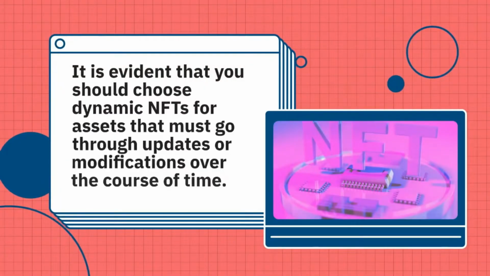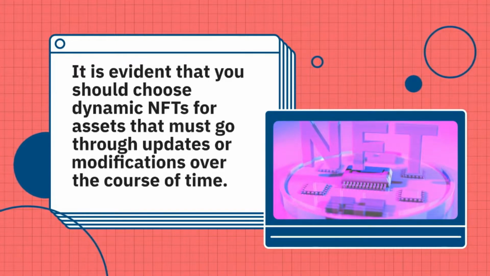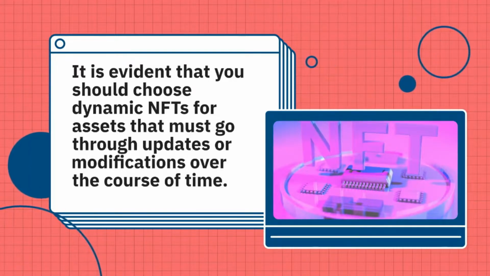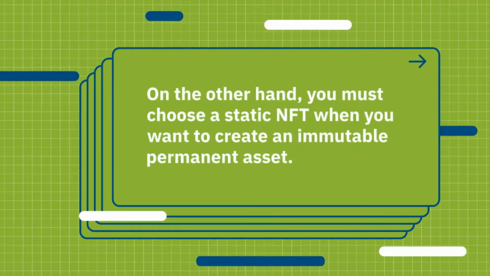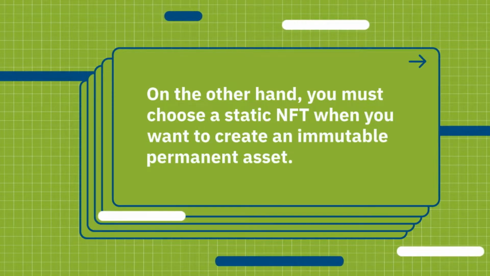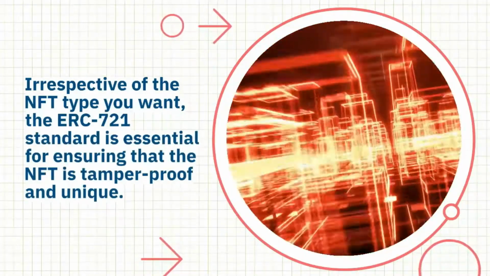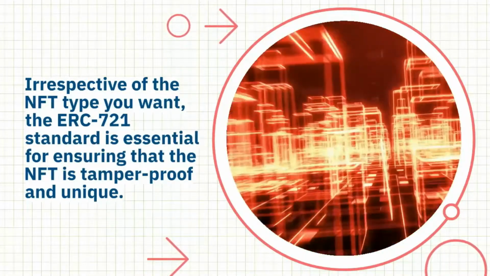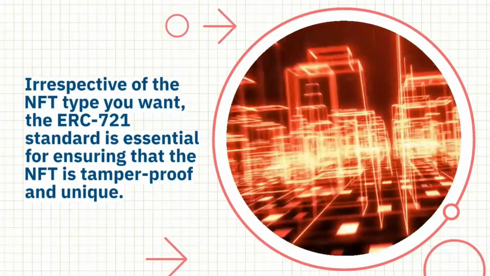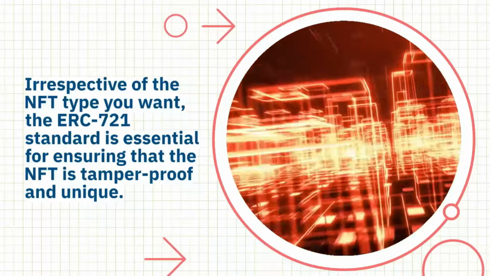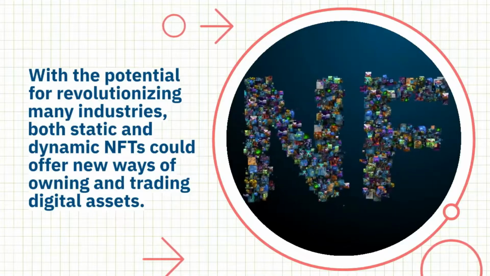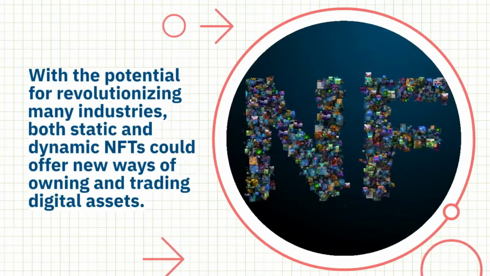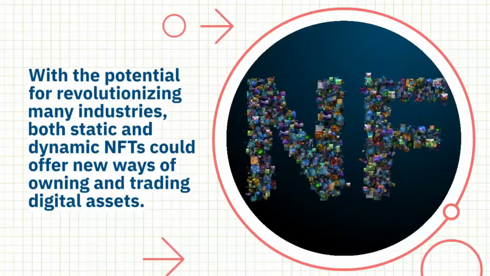It is evident that you should choose dynamic NFTs for assets that must go through updates or modifications over the course of time. On the other hand, you must choose a static NFT when you want to create an immutable, permanent asset. Irrespective of the NFT type you want, the ERC 721 standard is essential for ensuring that the NFT is tamper-proof and unique, with the potential for revolutionizing many industries. Both static and dynamic NFTs could offer new ways of owning and trading digital assets.